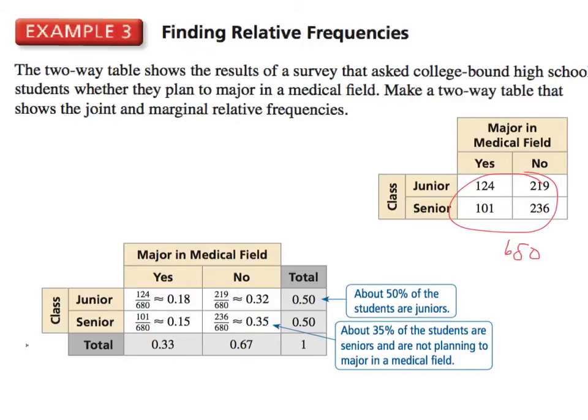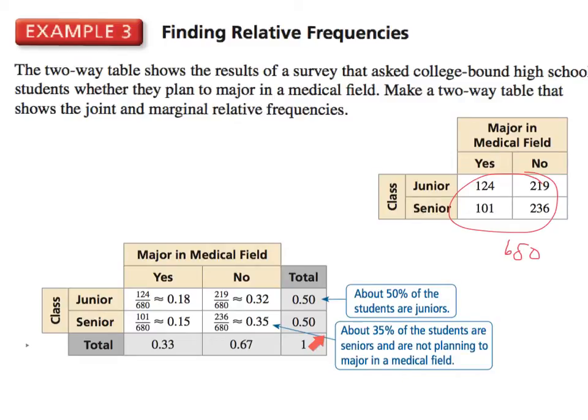So we're going to find percent, so you could round to the nearest hundredth. So this gives you approximately 18 hundredths, 15 hundredths, 32 hundredths, 35 hundredths. Now what does that mean? That means, for example, here, 35 hundredths would be about 35% of students who are seniors are planning on not going into the major in a medical field. So this would be 15% of seniors say yes, they are going to go into a major in a medical field, and so on.